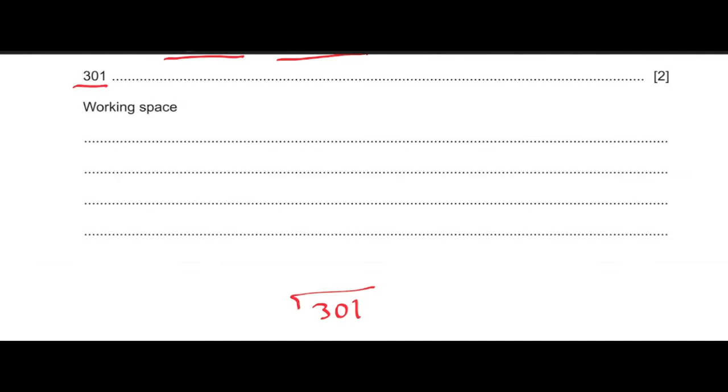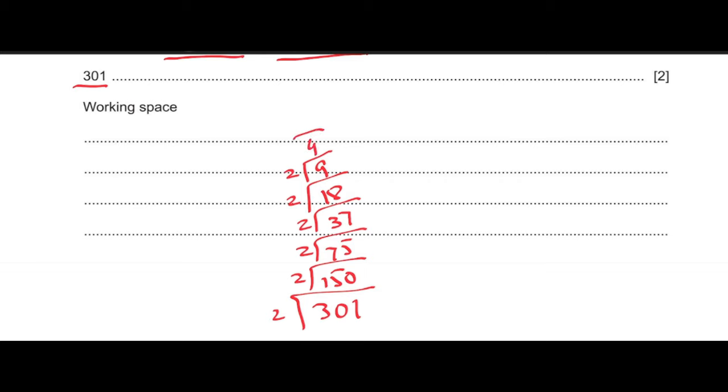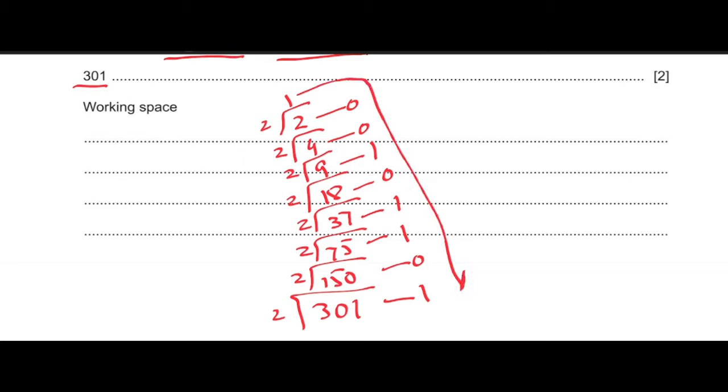301, we use the divide method. Divide by 2 is 150. Divide by 2 is 75. Divide by 2 is 37. Divide by 2 is 18. And then we have 9, and then we have 4, 2, and 1. If the number is even, the remainder is 0. If the number is odd, the remainder is 1. How do we write the bits? We write from bottom to top.